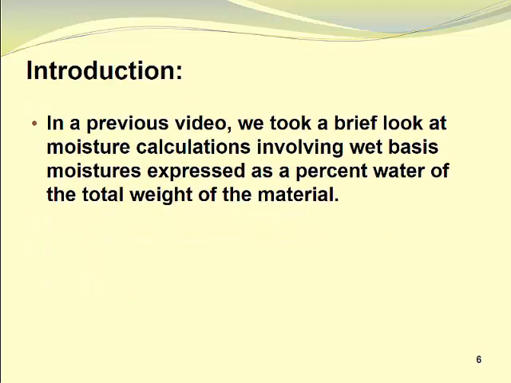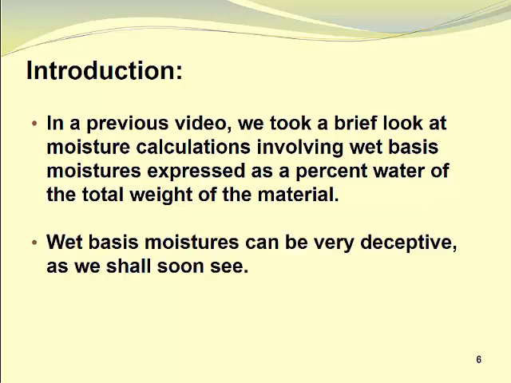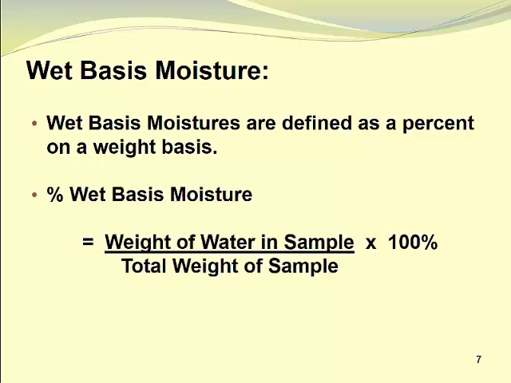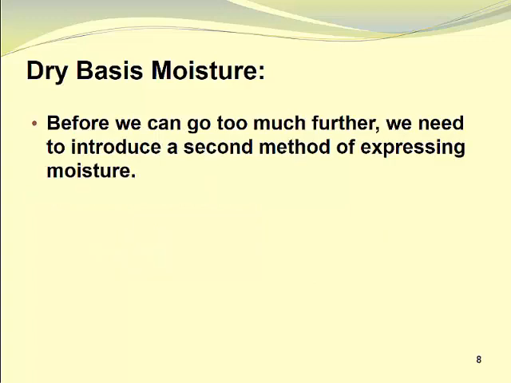In a previous video, we took a brief look at moisture calculations involving wet basis moistures, expressed as a % water of the total weight of the material. Wet basis moistures can be very deceptive, as we shall soon see. Wet basis moistures are defined as a % on a weight basis. So the % wet basis is equal to the weight of the water in the sample divided by the total weight of the sample, and this decimal fraction is then multiplied by 100%.